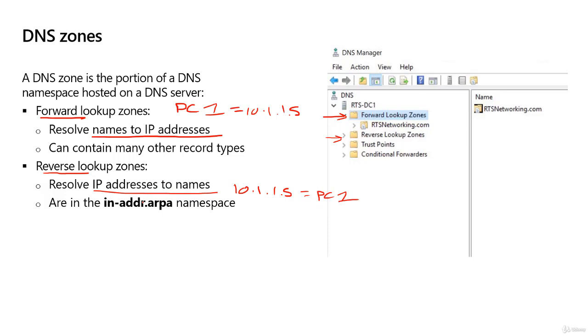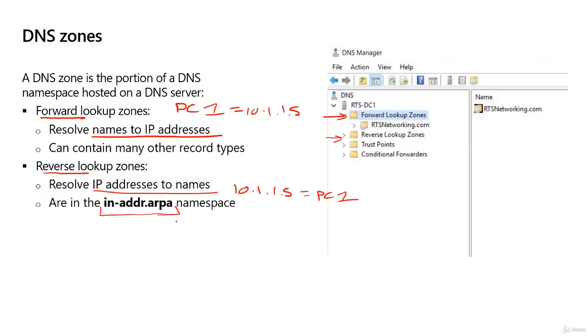All reverse lookup zones are said to be in this namespace, in-addr.arpa, but everyone calls it inaddress arpa. This is the name the zone actually starts with. Now we'll see those in the interface, but those are the two classifications.